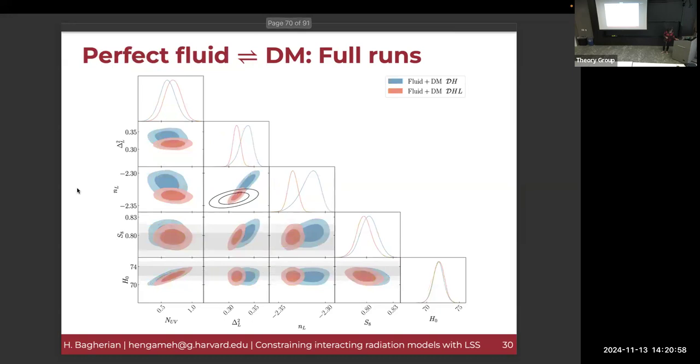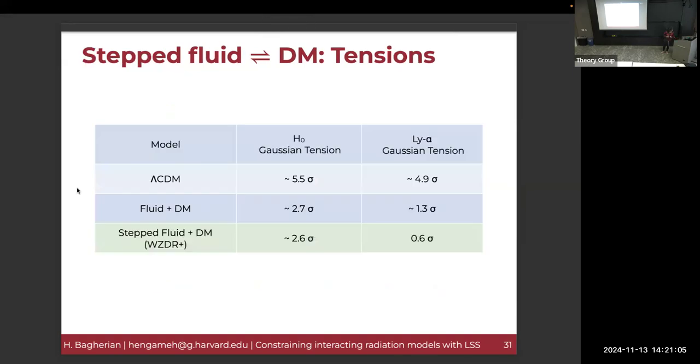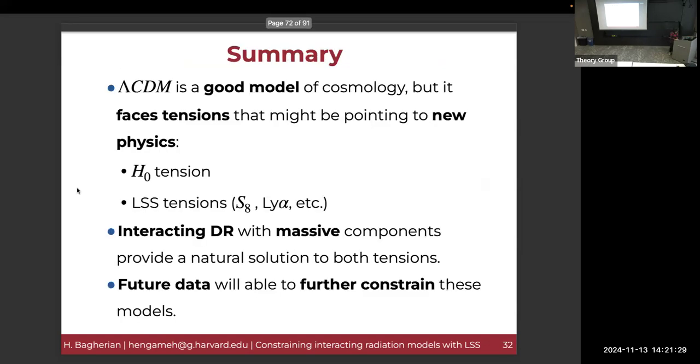Yeah, and then this is the same one for the fluid model. If we want to have a better understanding of what's happening on the Gaussian tension side, so that we don't have to worry about systematics and whatnot, then we can see that the step fluid, so this is the Hubble, which we saw before, but now if you look at the Lyman-alpha, there's almost 5 sigma tension with lambda CDM. The fluid cuts it down to like 1.3, and then there's basically non-existent tension with the WZDR model.